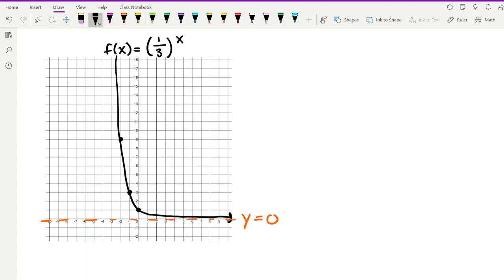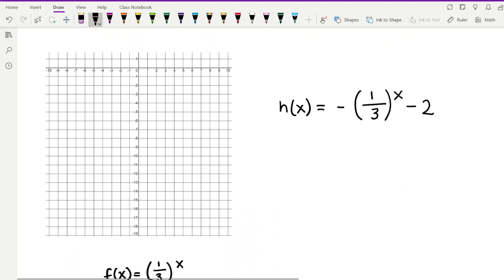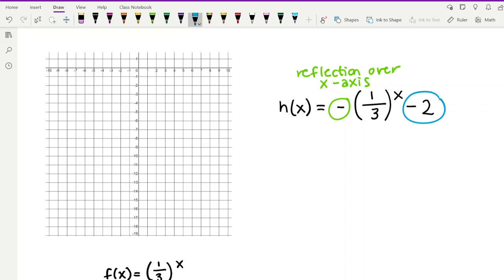Okay, so now we have to figure out what kind of transformations we're looking at in this example. As we just mentioned, we have this negative sign out in front of the function, and so that tells us that we have a vertical reflection, or a reflection over the x-axis. And then what else is going on? Well, we're subtracting 2. We're not subtracting it from x, we're subtracting it from the function as a whole. So that tells us it's a vertical shift. Specifically, it's a shift down by 2.